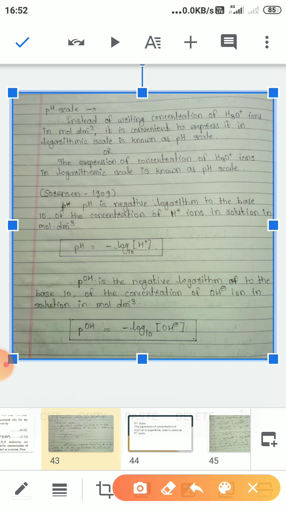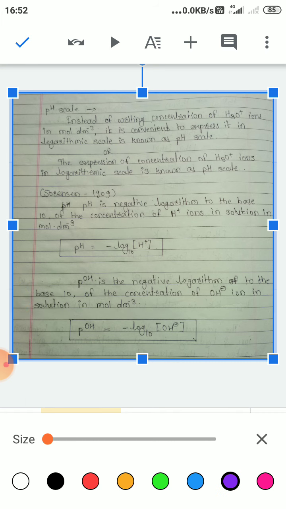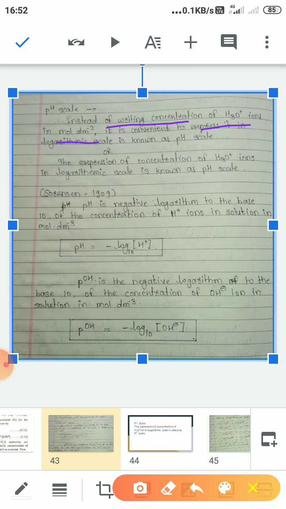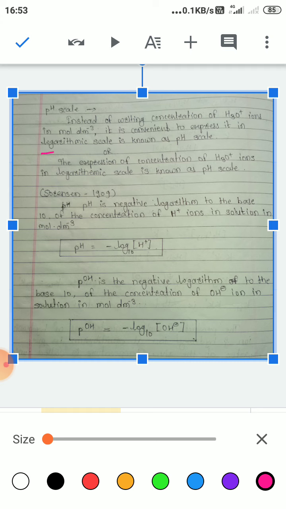Instead of writing the concentration of H3O+ ion in mole per decimeter cube, it is convenient to express it in a logarithmic scale, which is known as the pH scale. Simply, we can write the definition: the expression of the concentration of hydronium ion, H3O+, in logarithmic scale is known as the pH scale.